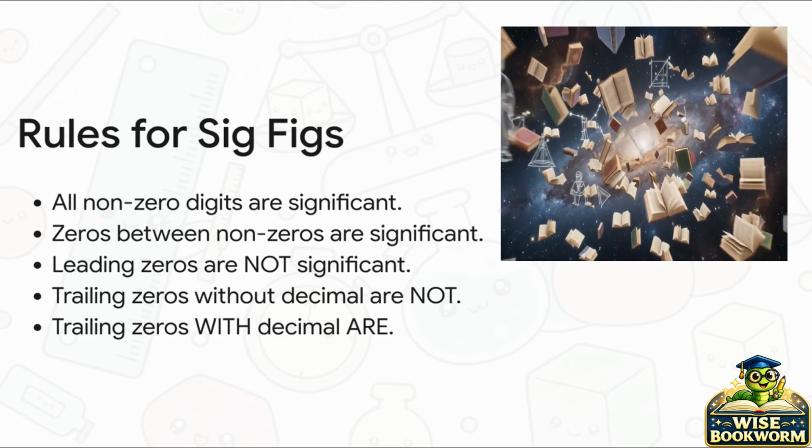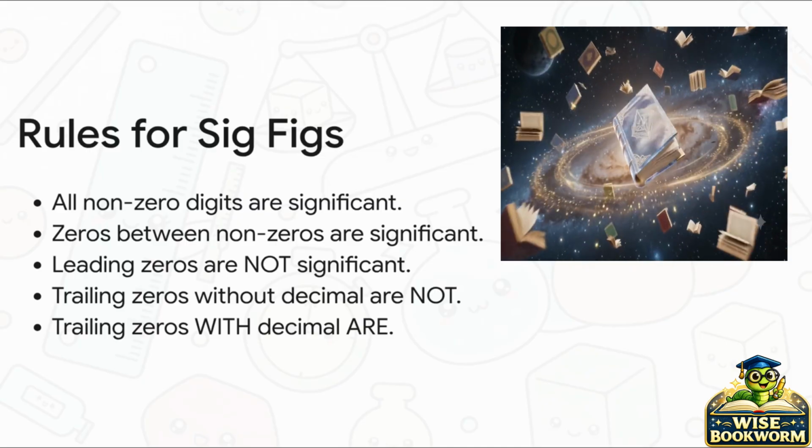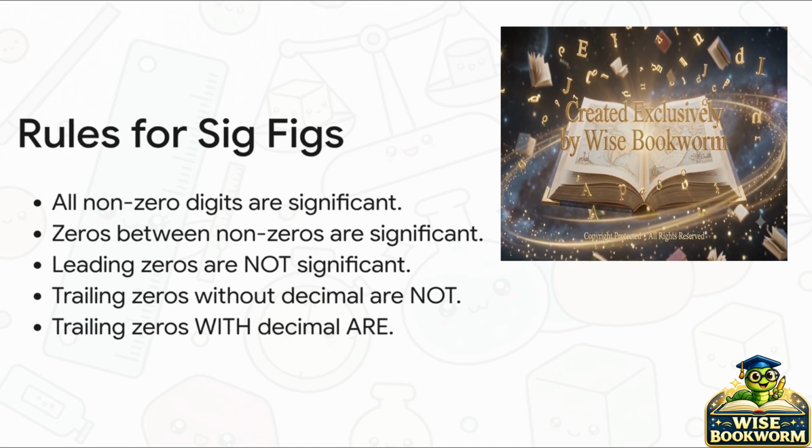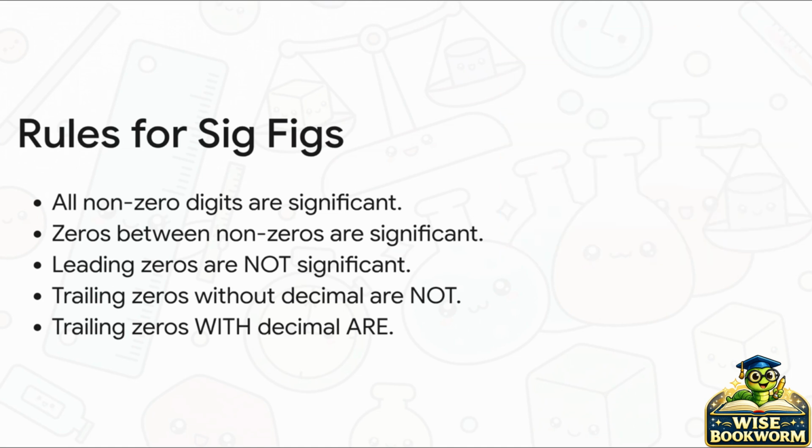First up, all non-zero digits always matter. Zeros sandwiched right between them? Yep, they matter too. But here's where people usually get tripped up. Leading zeros never matter. They're literally just there to locate the decimal point. And trailing zeros, well, the crucial point here is that a trailing zero without a decimal point is completely ambiguous, so it's considered not significant. But if there is a decimal point, those trailing zeros are absolutely significant because you deliberately wrote them to show that exact level of precision.